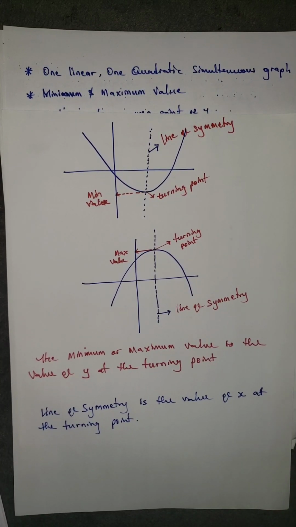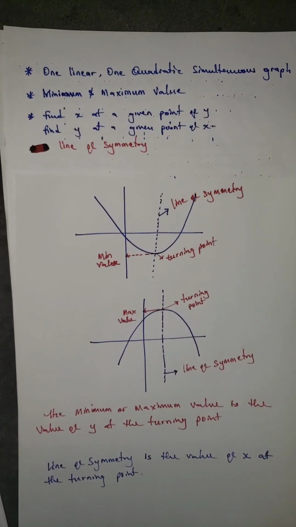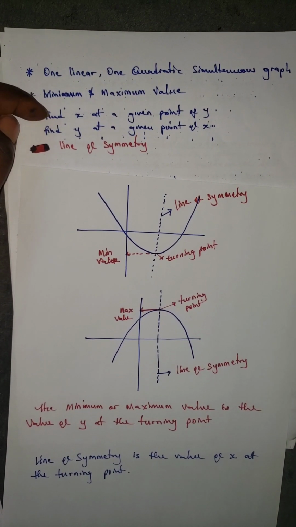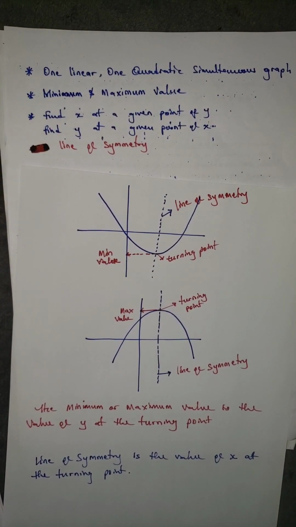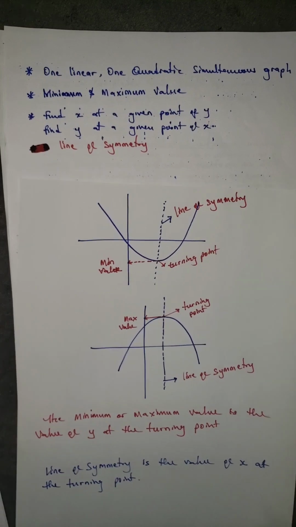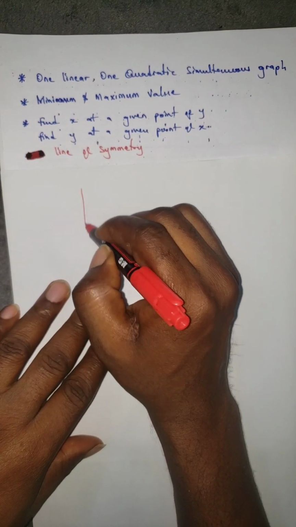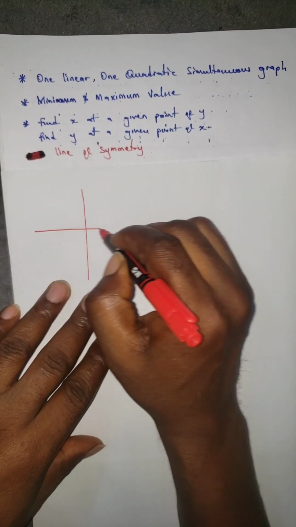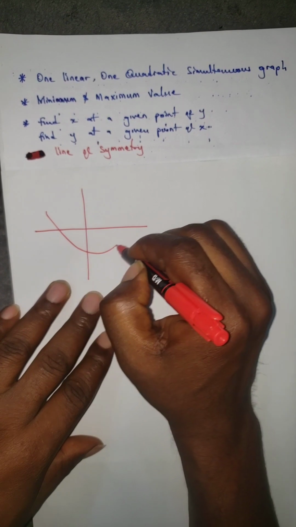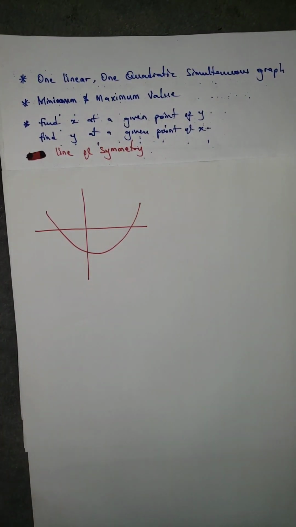So the next one we are going to look at is how to find the value of x at a given point of y, or how to find the value of y at a given point on x. So let us describe that before we solve an example. So let's take something like this, and let's have another one.